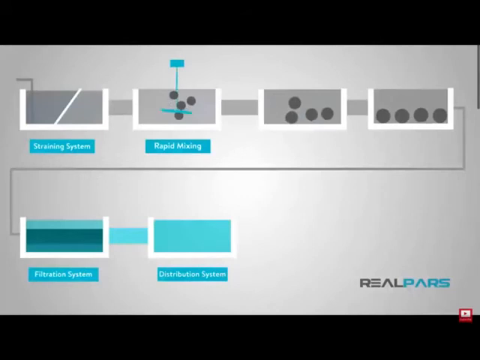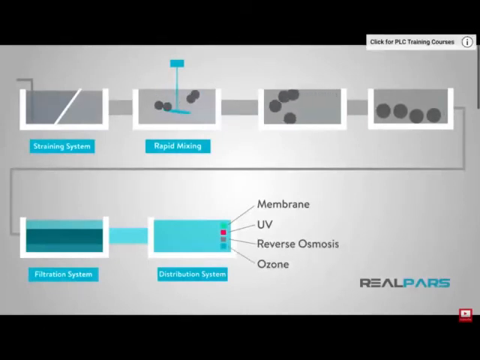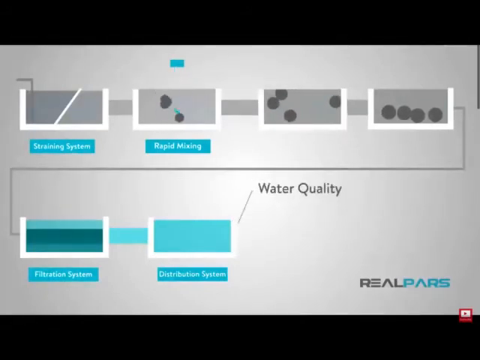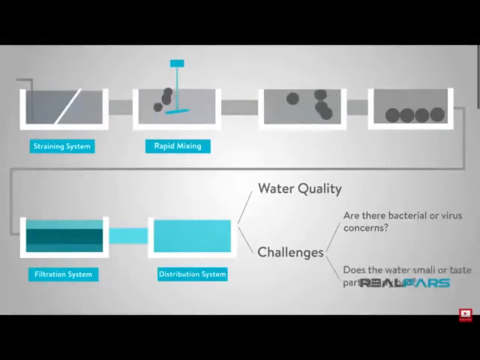This system may be as elaborate as another type of filtration system, such as membrane, UV, reverse osmosis, ozone, or any other type. The disinfection process is determined widely by what the water quality is and the challenges for particle and organism removal. Are there bacterial or virus concerns? Does the water smell or taste particularly bad? Those are the sorts of issues that may require additional treatment.